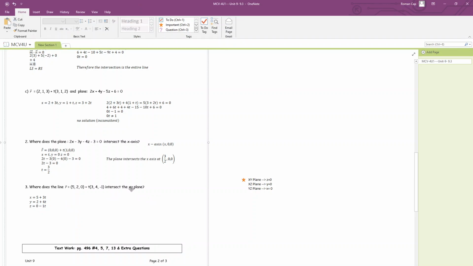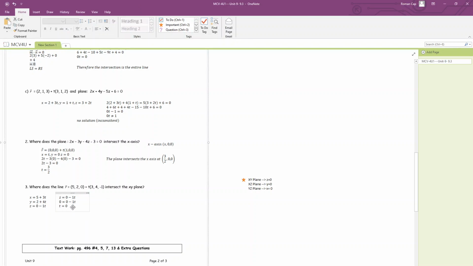Okay, so now the next step here, when it's talking about intersecting the xy plane, from what we talked about, z is going to be equal to 0. So let's go back here and set z equal to 0 and solve for t. I'll just write this again. z is equal to 0 minus 1t. Here's where we're going to substitute this. So 0 is equal to 0 minus 1t. So here we're going to get that t is equal to 0.